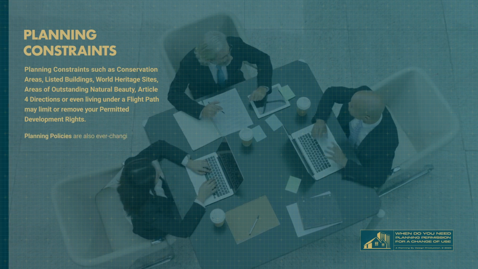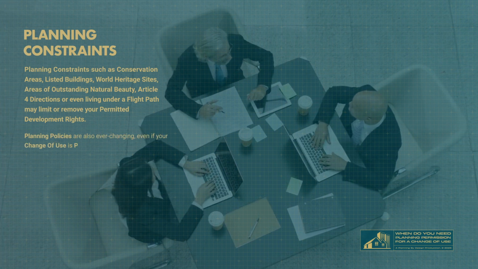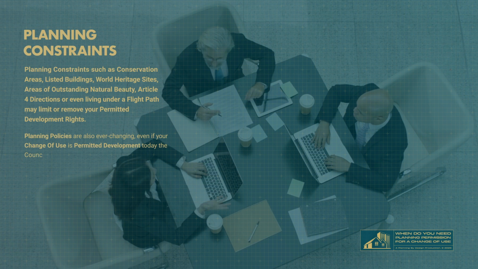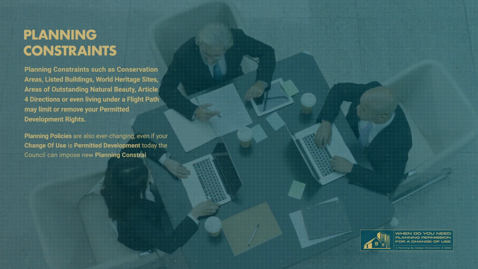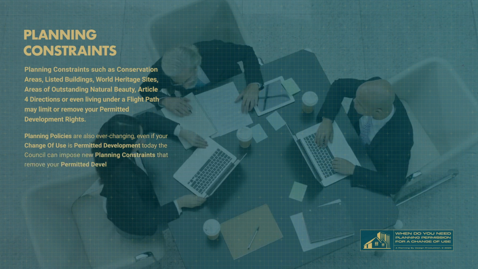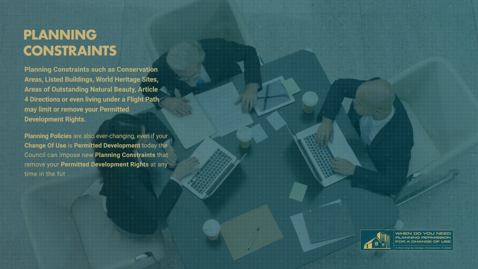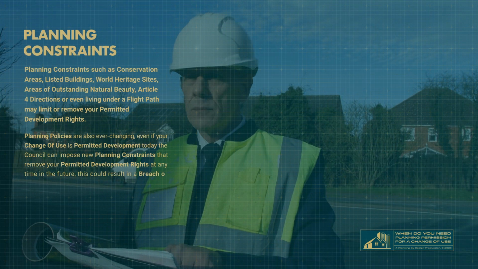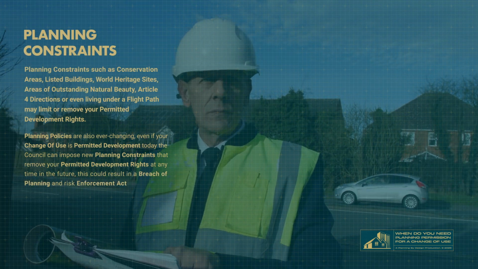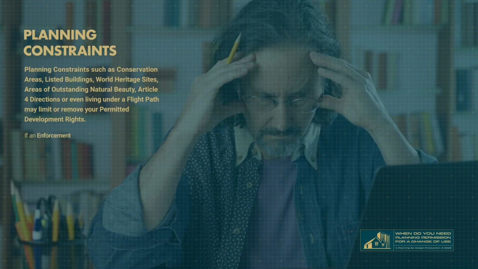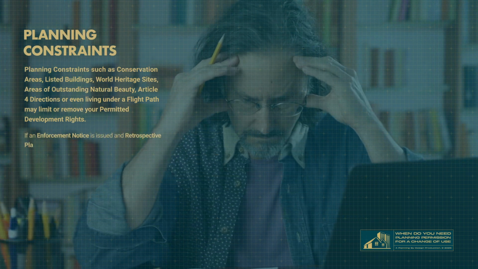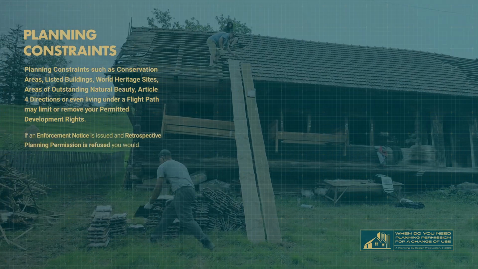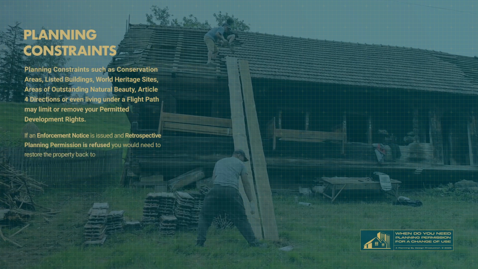Planning policies are also ever-changing. Even if your change of use is permitted development today, the council can impose new planning constraints that remove your permitted development rights at any time in the future. This could result in a breach of planning and risk enforcement action. If an enforcement notice is issued and retrospective planning permission is refused, you would need to restore the property back to its original state.